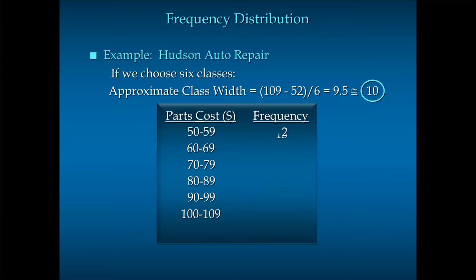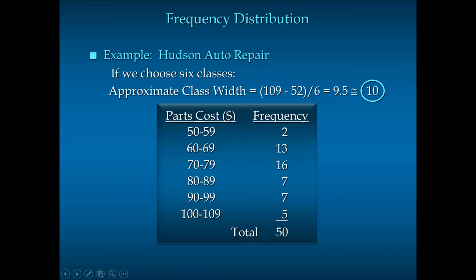So now we can separate the classes. The smallest number is 50, and 50 plus 10 gives 60. So we define 50 to 59, which doesn't include 60, as our first class. 60 to 69 is our second class. 70 to 79 is our third class. 80 to 89 is our fourth class. 90 to 99 is our fifth class, and this is our last.